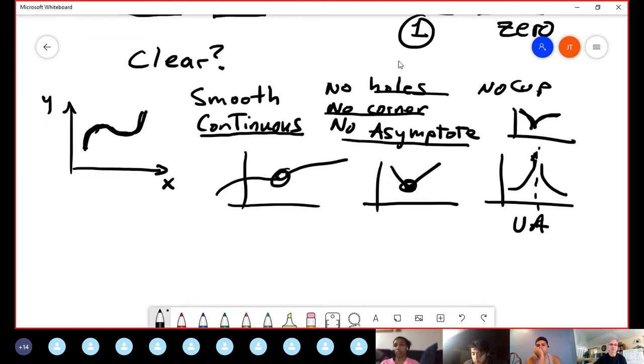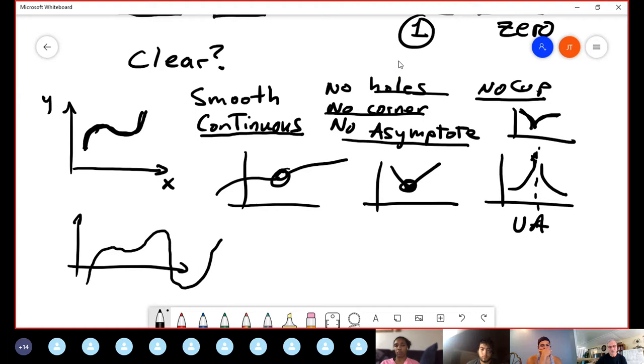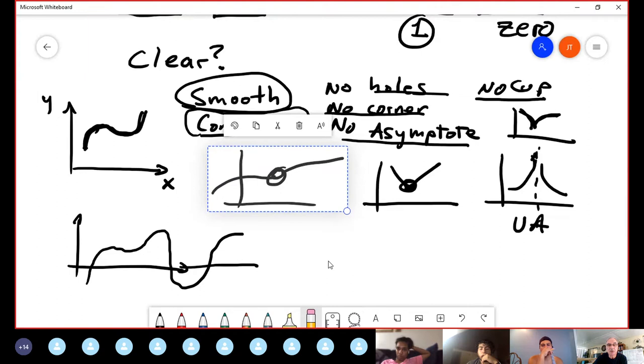Not a cusp. So, in conclusion, the graph that we are doing now of the polynomial function is super nice. It's a smooth curve, okay? It's smooth, totally continuous, and not complicated. This is the most important characteristic of the polynomial function. Okay, don't worry.